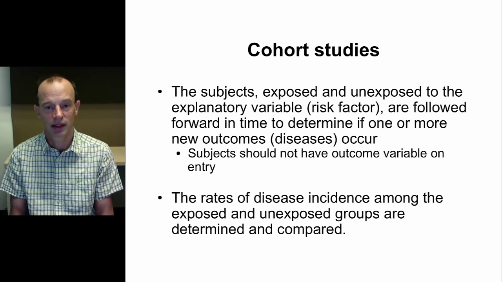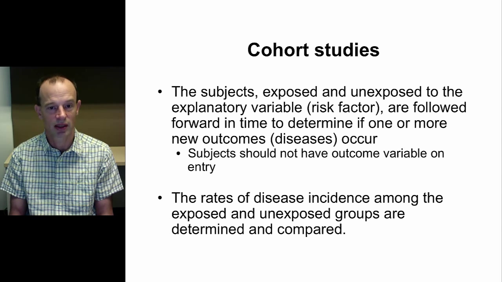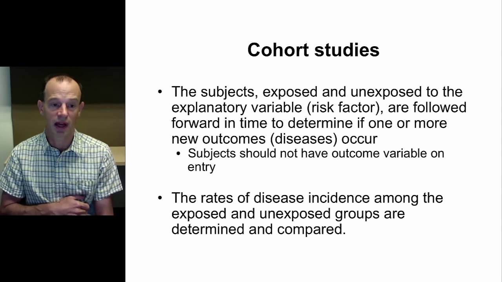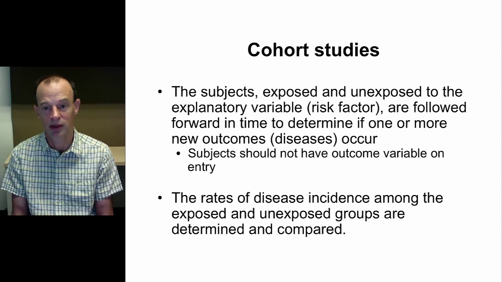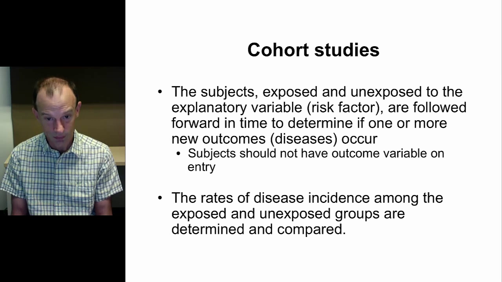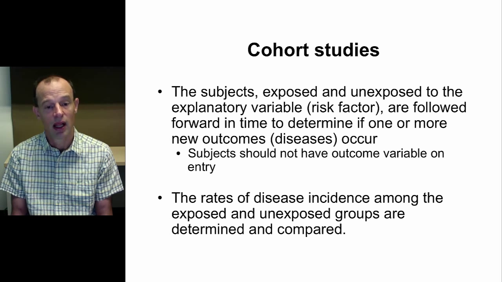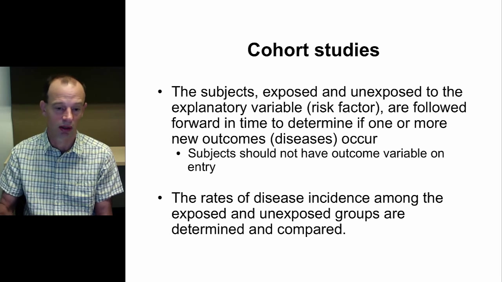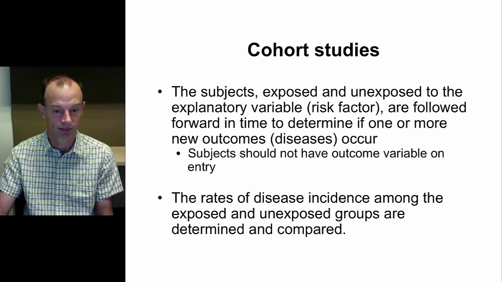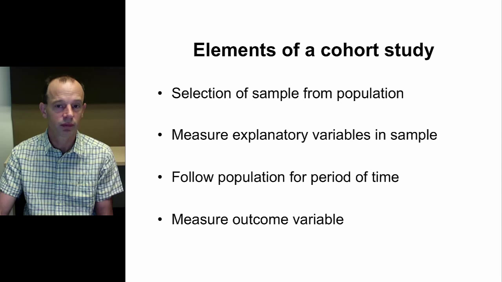So the subjects, the exposed and unexposed to the explanatory variable or the risk factor, are followed forward in time to determine if one or more new outcomes or diseases occur. The subjects should not have had the outcome variable on entry to the study, and the rates of disease incidence amongst the exposed and unexposed groups are determined and compared. So these are the elements of a cohort study.